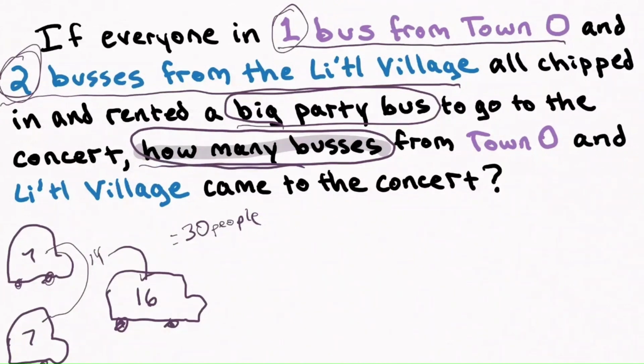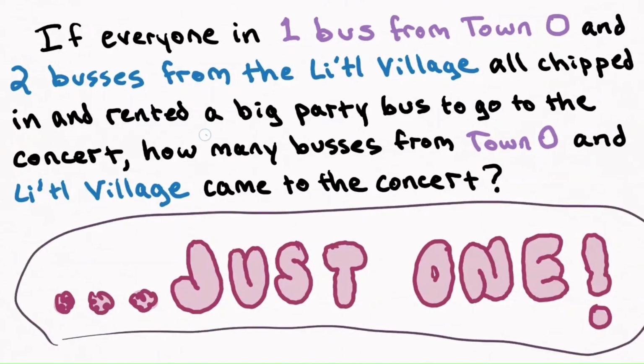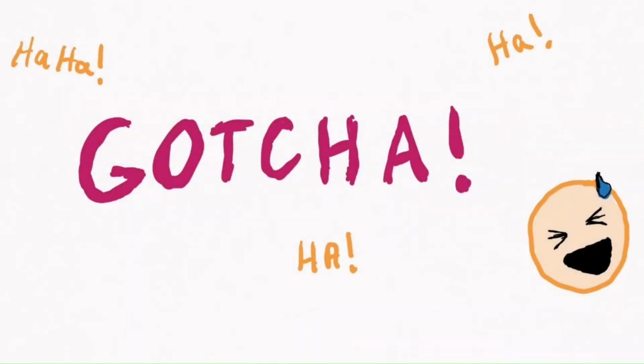So try to pause this and figure it out on your own. Figure it out for yourself, and then when you're ready, unpause it. Okay, you ready? Okay, here's the answer. Just 1, silly! They all rented a big party bus. So there's just 1 party bus that's coming to the concert. I gotcha, I gotcha.